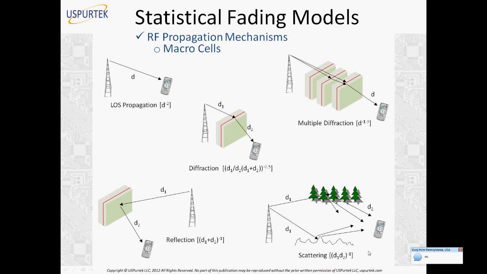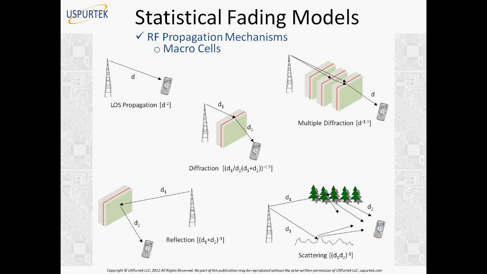Then you could have scattering from irregular terrain, like undulating land where you have a little hill and then the line goes down and goes up again. Again, the distances d1 and d2 are defined here, and there is scattering from trees also. The behavior is a little different: it's the product of d1 and d2 with an exponent of minus 1. So there are five different types of phenomena that happen when we consider RF propagation in macro cells.